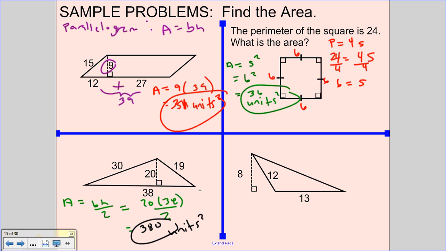Again, on the next problem, we have a triangle. Again, the base and the height are going to be perpendicular to one another. The base is 13 and the height is 8.